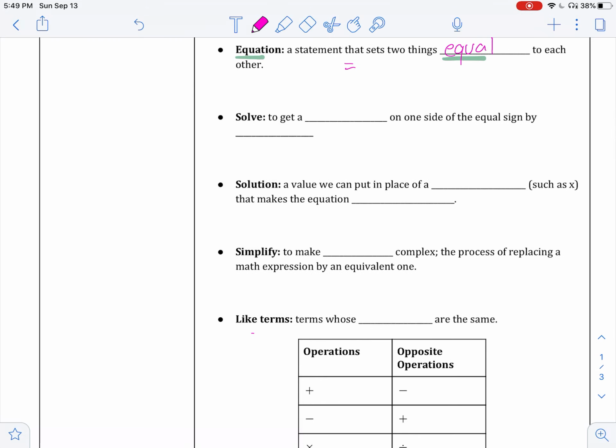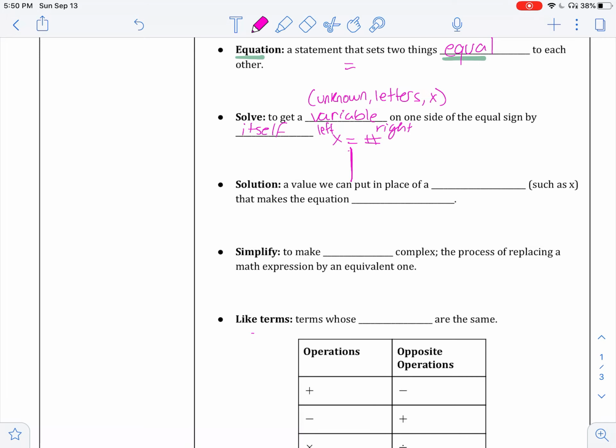Our next definition is solve. This means to get a variable on one side of the equal sign by itself. Now, a variable is just something for us that is unknown. In math, a lot of the times we use letters as variables, and the most common one is x. So if you have a question that says solve for x, your goal is to get x alone on one side of your equal sign, because an equal sign splits up an equation into a left side and a right side. And we want our x to be all by itself on one of those two sides.